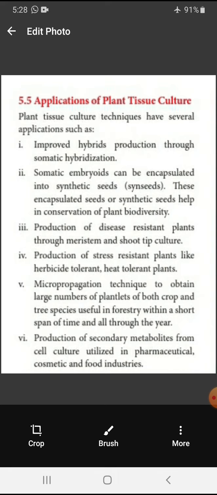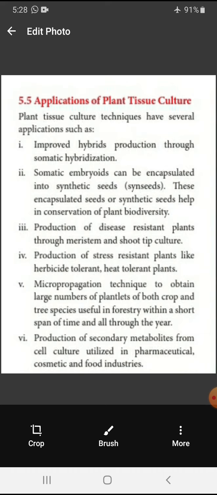Then the fifth one, micropropagation technique to obtain a large number of plantlets of both crop and tree species useful in forestry within a short span of time and all through the year. So the micropropagation technique is used for production of a large number of plants within a short period. By the application of plant tissue culture, we can produce more plantlets using micropropagation. So it is widely used for forestry.